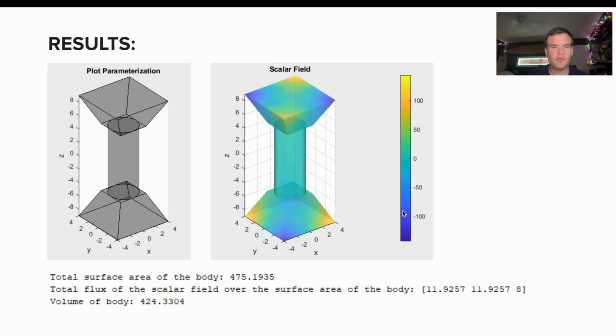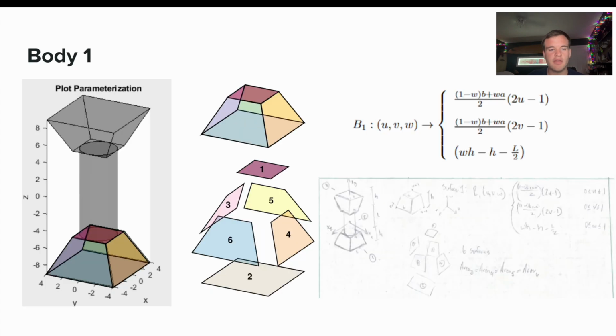I figured I'd start off showing the results for my body and show the two scalar fields that I got, and the surface area 475, and the flux, which was calculated by MATLAB. I didn't verify that by hand, but I showed the equations in the slides, and the volume of the body, which I calculated last week, but I also verified with CAD this week again, and we'll see that later.